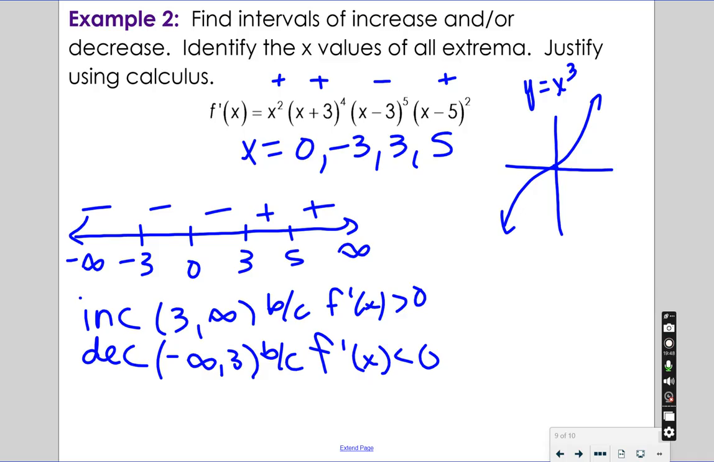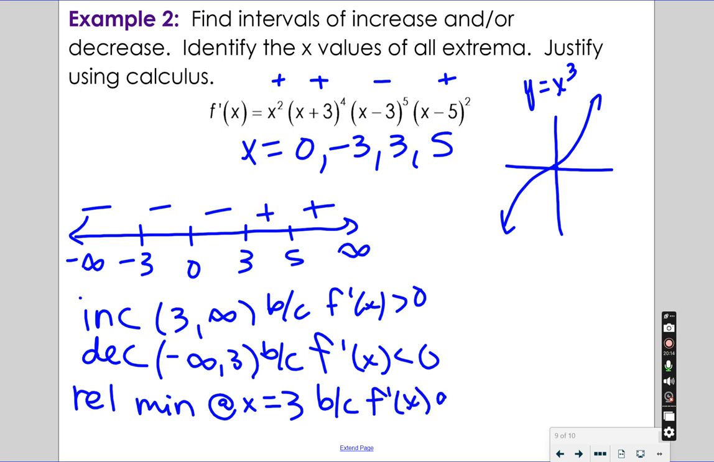Do we have any relative mins or maxes? Relative min. Yes, at x equals 3, and normally we ask for a point, but you don't have the original function. We only got the derivative, so they're only going to ask you to find the x value of any extrema. So relative min at x equals 3 because f prime of x goes from negative to positive. There you go.